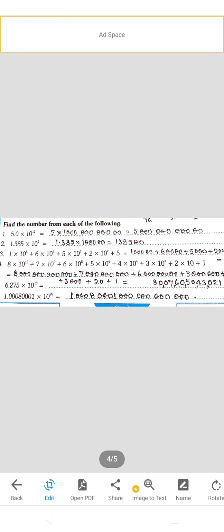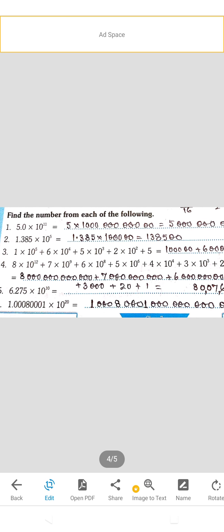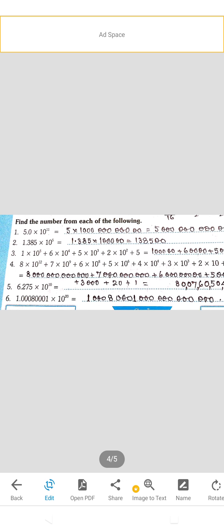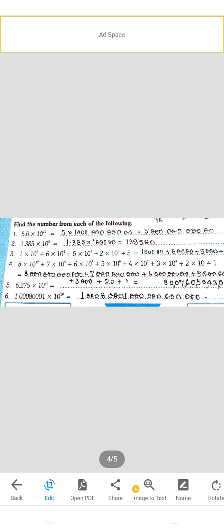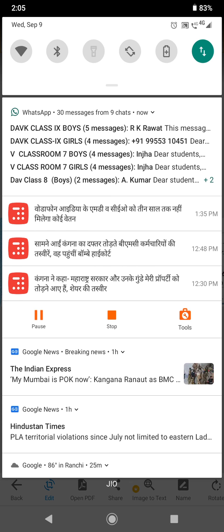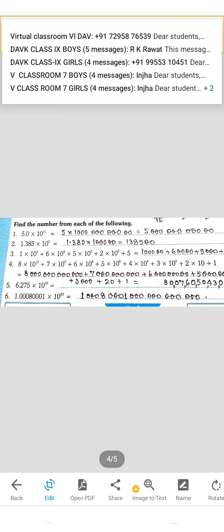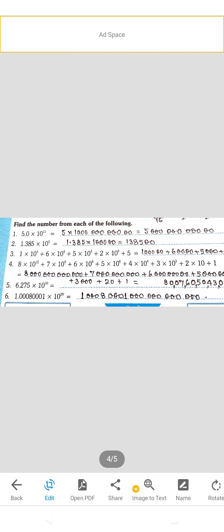Now question number 1. Find the number from each of the following. Any question given in exponential form, write it in usual form. So 5 multiply 10 raised to the power 11. It can be written as 5 followed by 11 zeros. 10 raised to the power 11 means 1 followed by 11 zeros. So 5 1 is 5 and write 11 zeros.